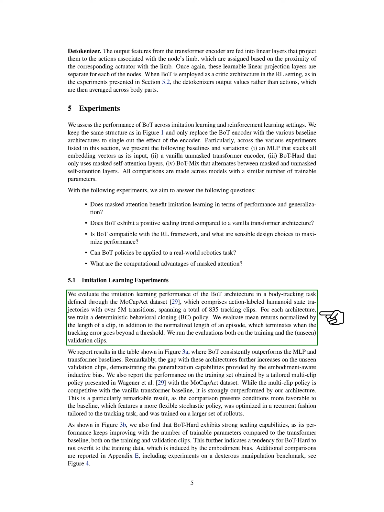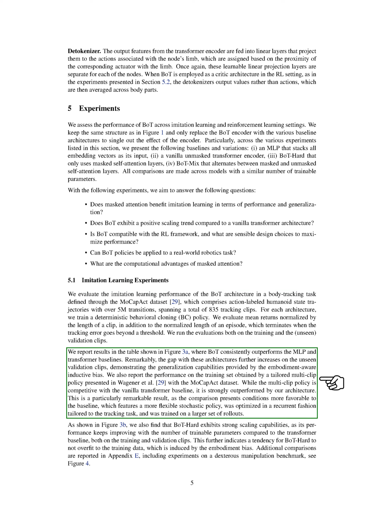For the imitation learning experiments, we evaluate the BOT architecture in a body tracking task using the mocap-ACT dataset, which includes over 5 million transitions across 835 tracking clips. We train a deterministic behavioral cloning policy for each architecture and assess mean returns normalized by clip length, as well as the normalized length of episodes, which end when tracking error exceeds a threshold. We conduct evaluations on both training and unseen validation clips.